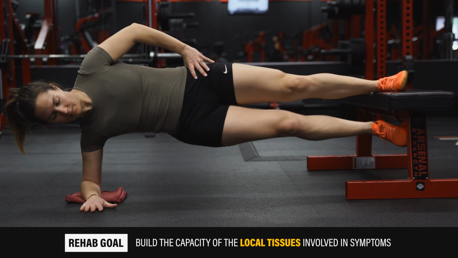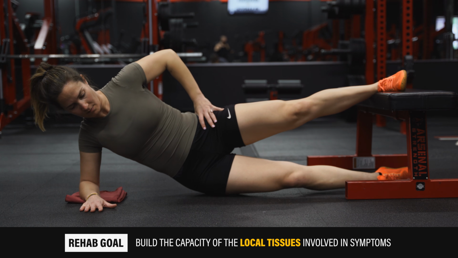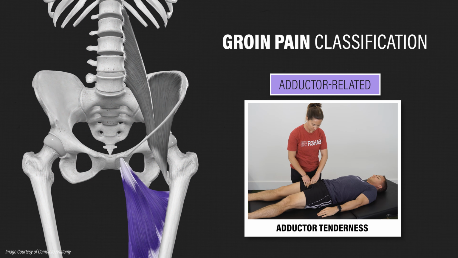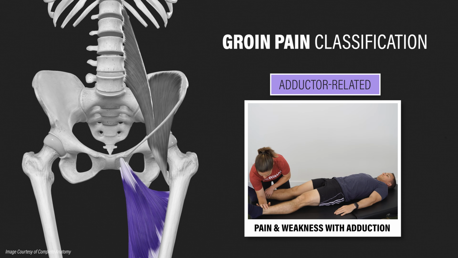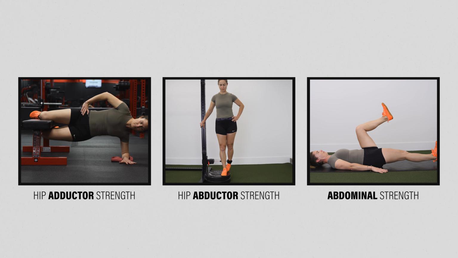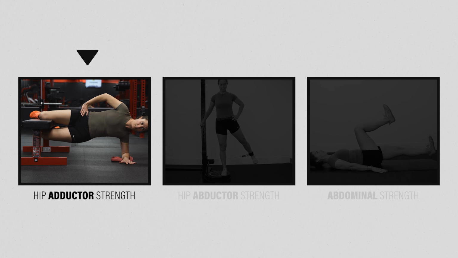With that information in mind, the most important aspect of rehab is building the capacity of the local tissues involved in your symptoms. Going back to what I said earlier about the different potential sources of groin pain, if you have tenderness in your adductors, your symptoms are present with resisted adduction testing, and you notice weakness in your adductor muscles, that will be the area you want to target most. For any athlete with groin pain, it's recommended to monitor and address hip adductor, abductor, and abdominal muscle strength. Let's start with adductor-focused exercises.